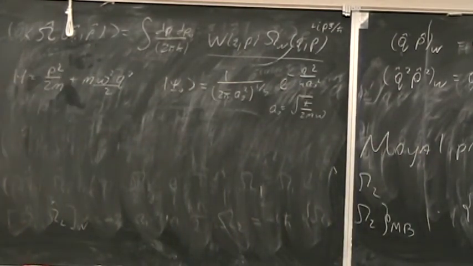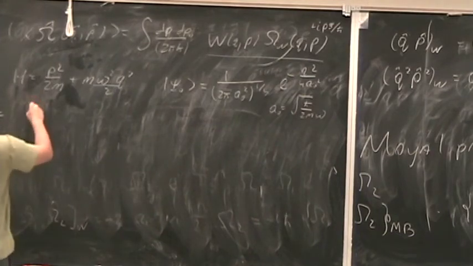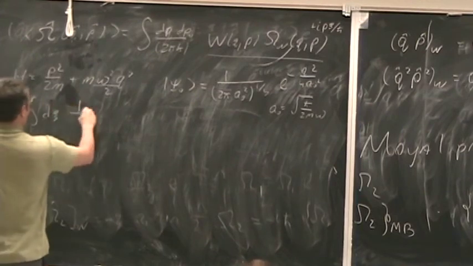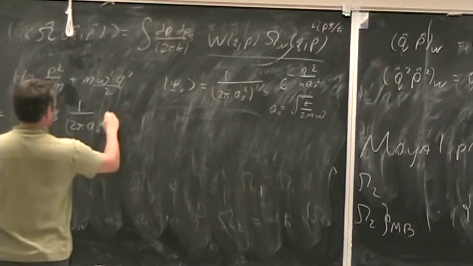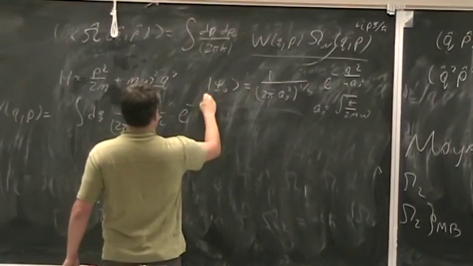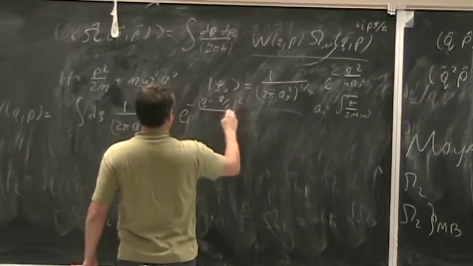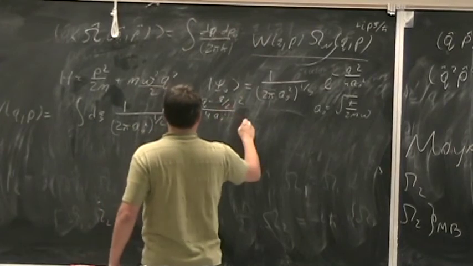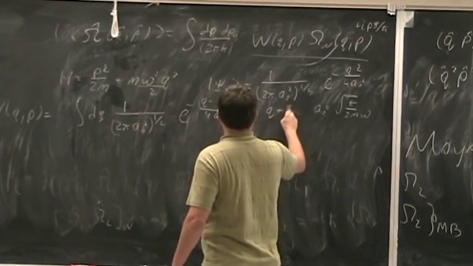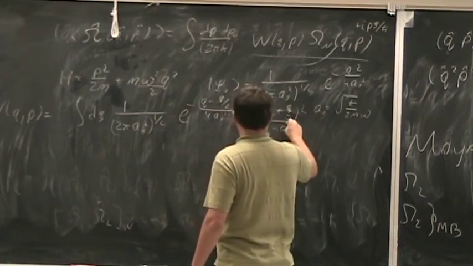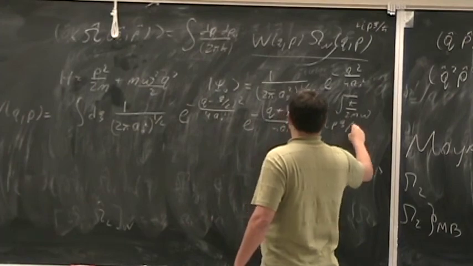Now let's just calculate what their Wigner function is. Omega of q and p. Well, I have to sandwich my wave function between coordinate states. So what I have is the integral over psi of (1 over 2 pi a naught squared) to the power one half, times e to the minus (q minus psi over 2) squared over 4 a naught squared, times e to the minus (q plus psi over 2) squared over 4 a naught squared, times e to the i p psi over h bar.